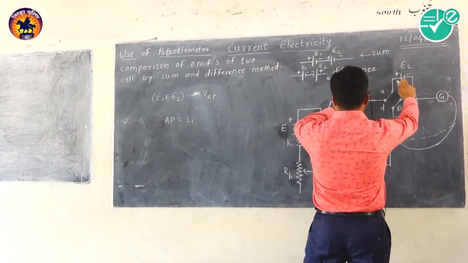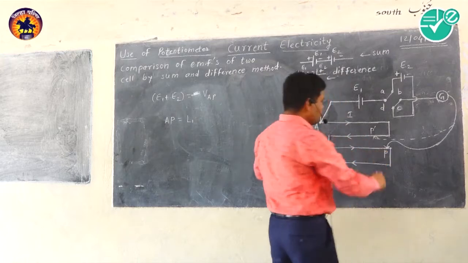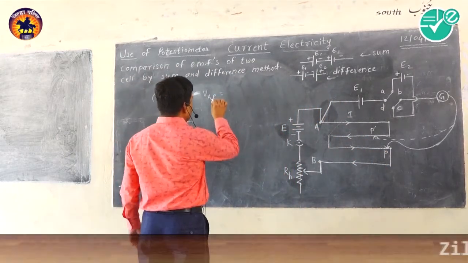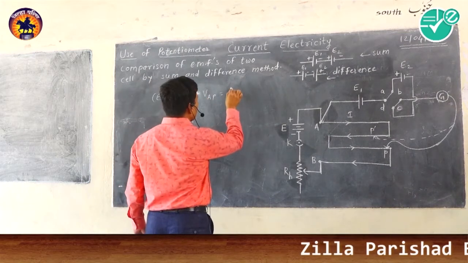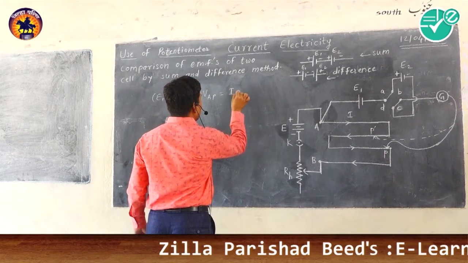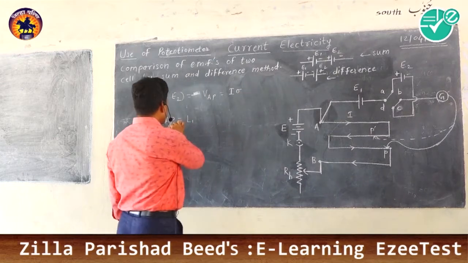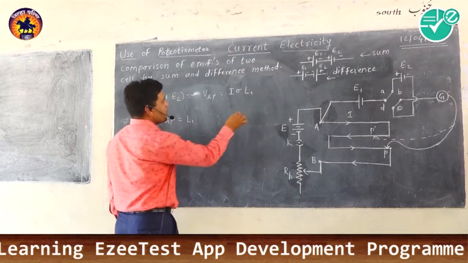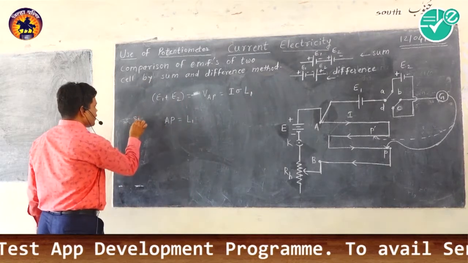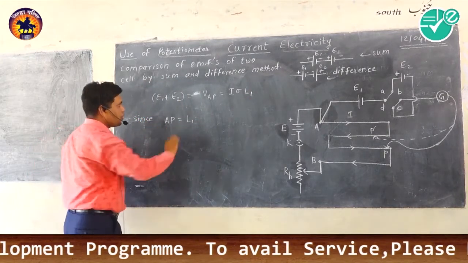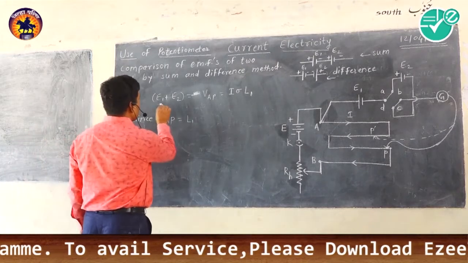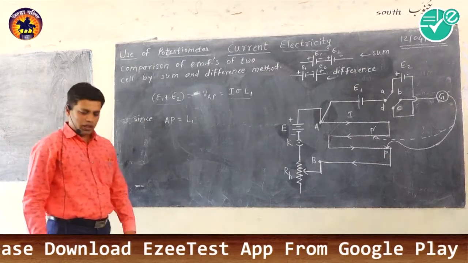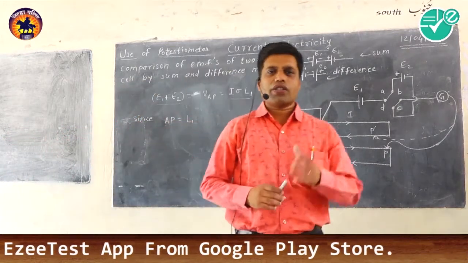The EMF of these two cells is balanced by the potential between the two points A and P, and therefore the potential between points A and P is given by the formula I sigma L1. Here I sigma is the potential gradient, and we have taken AP as L1. Okay, this is the potential of cells E1 plus E2. So we have found the null point for the sum method.